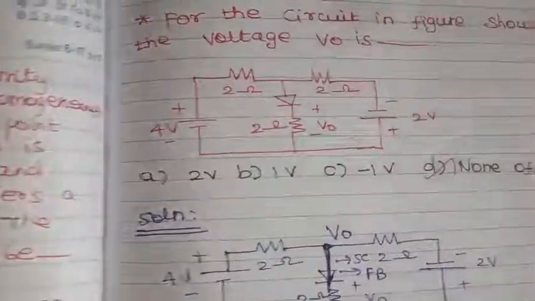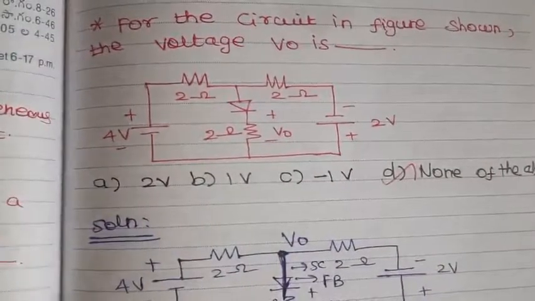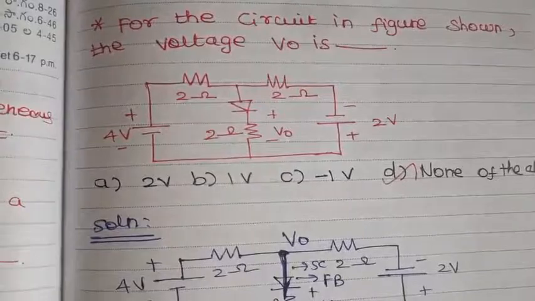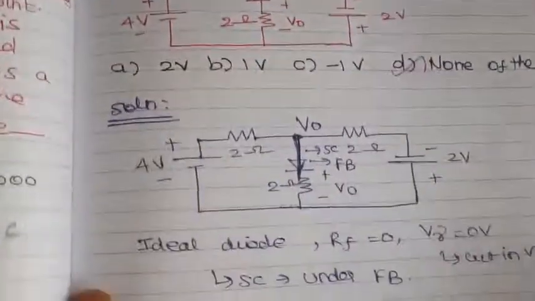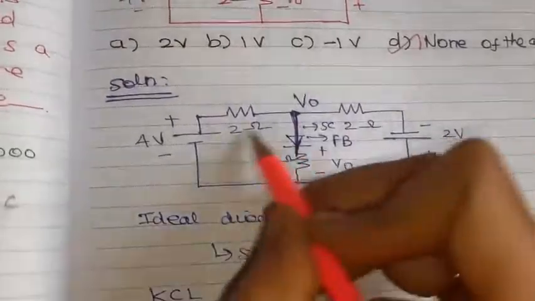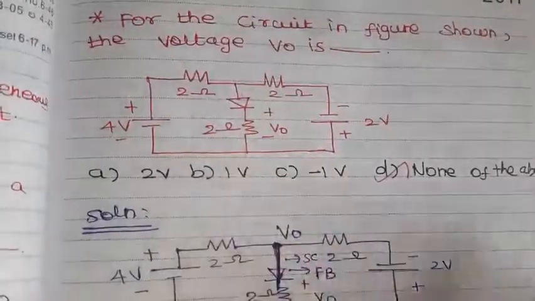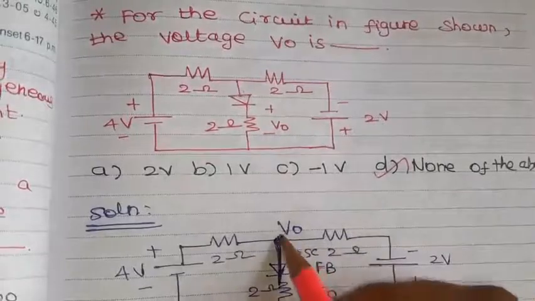Then, for the circuit shown in the figure, we are going to find out the voltage V naught here. So we are going to redraw this one. So V naught can be at this point.